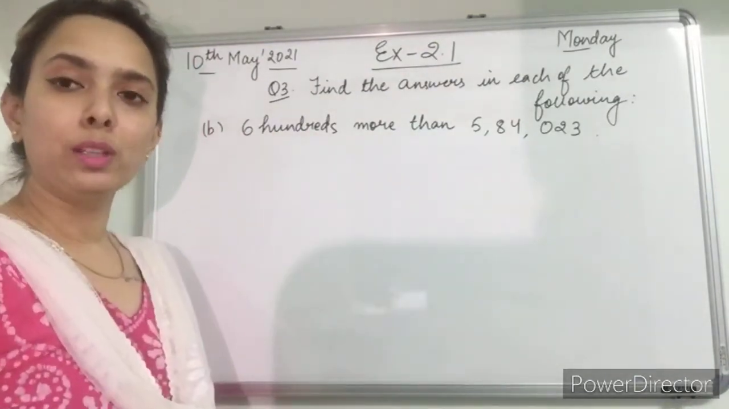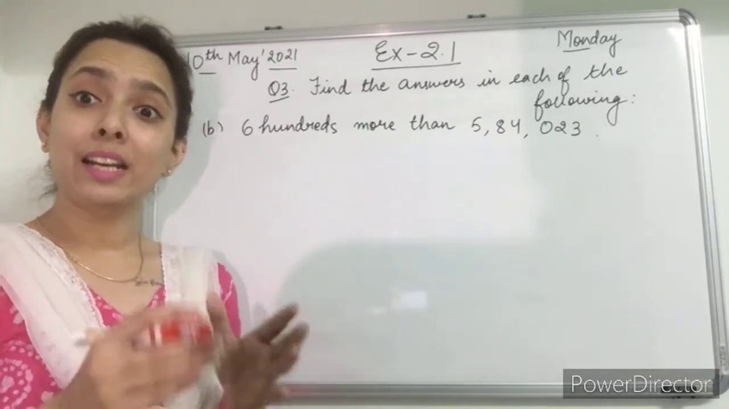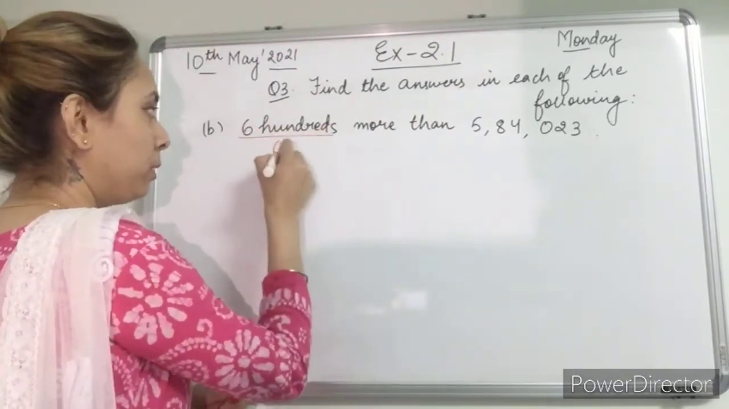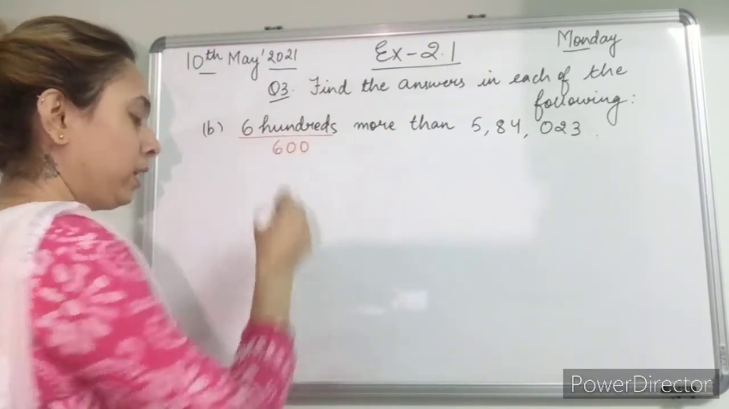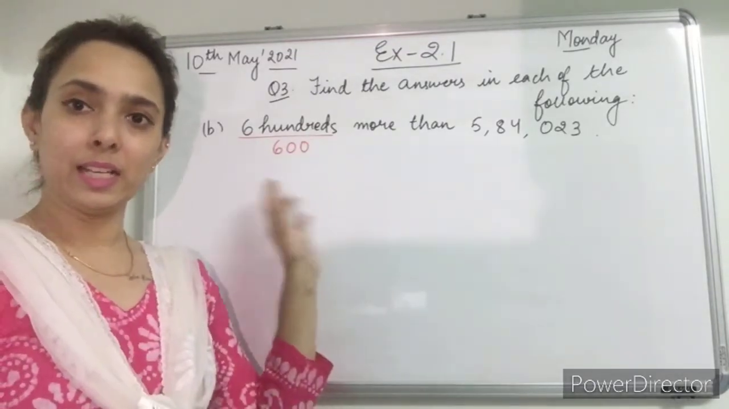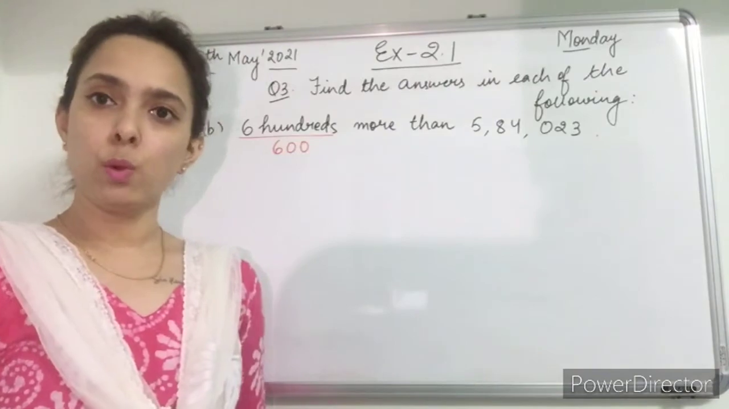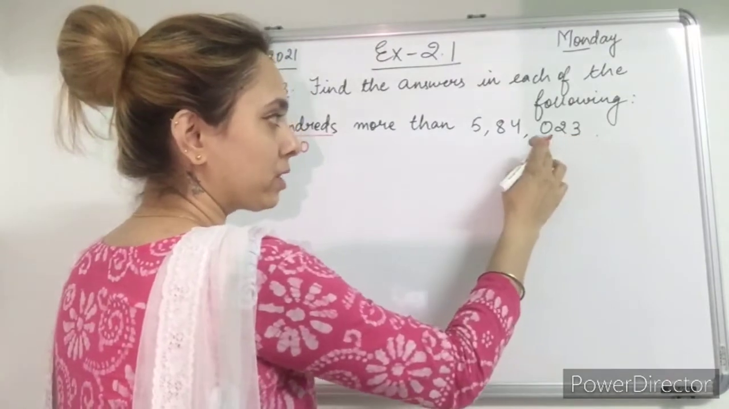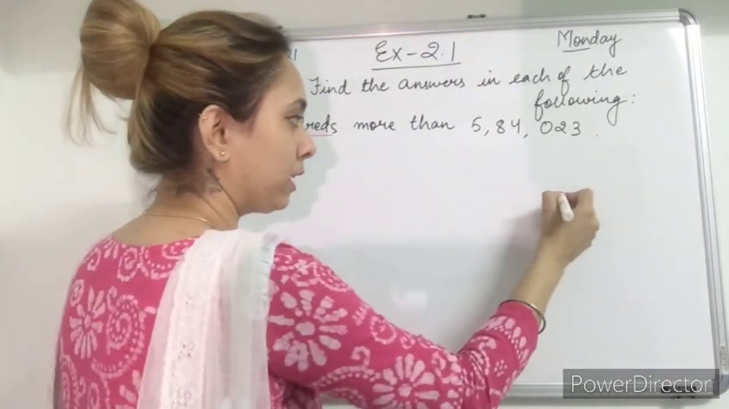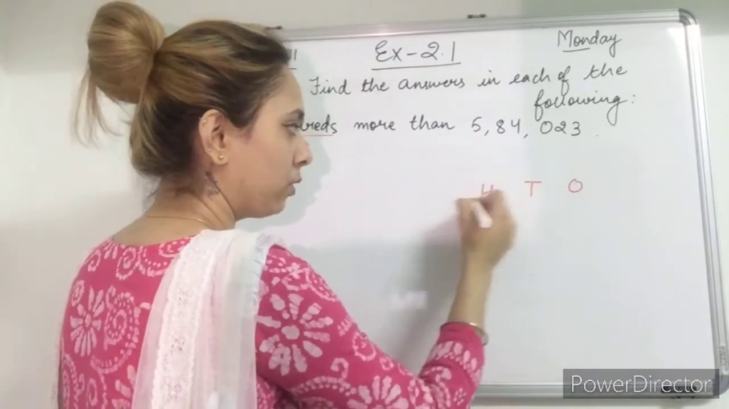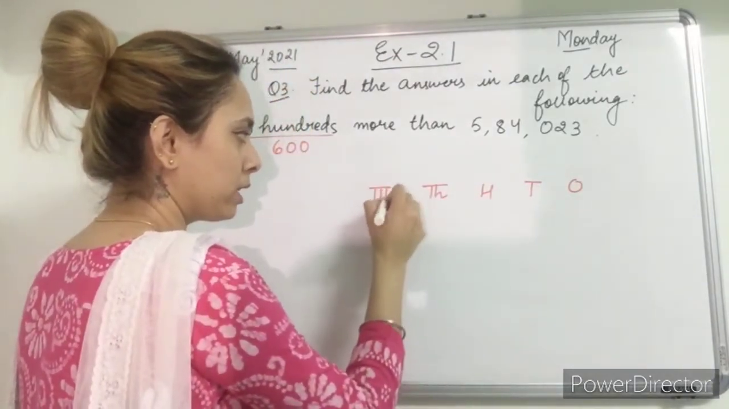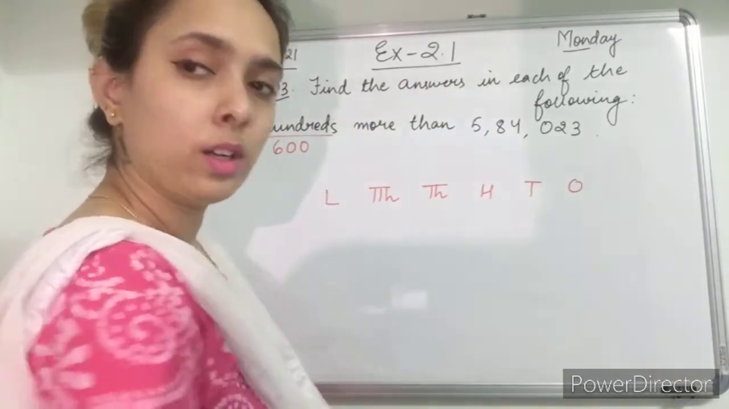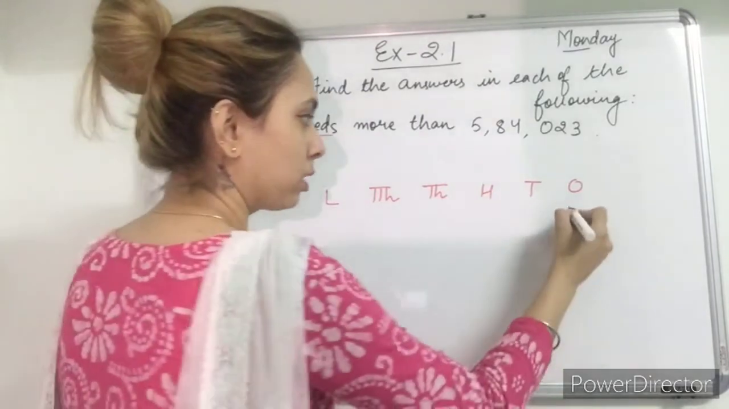So students, we know that 6 hundreds is written in the expanded form. So what will be the standard form for 6 hundreds? It will be 600. We will write 600 like this, and this number is already given to us. So we will make the place value chart: ones, tens, hundreds, thousands, 10,000s, lakhs. So here we have written like this. So now we will place all the values.